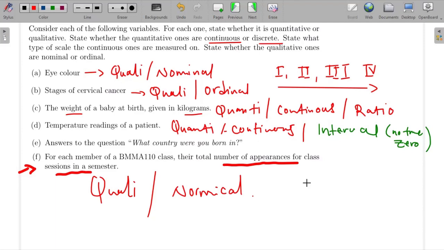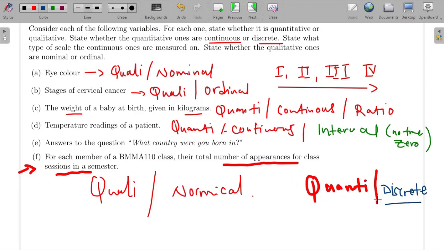So that one there is going to be classified as quantitative, because we are dealing with a numerical value, something that we can count. Here we can actually count the number of appearances that a student has made. Since we can count, that's a countable value, so it will be quantitative, and then it will also be what? Discrete.